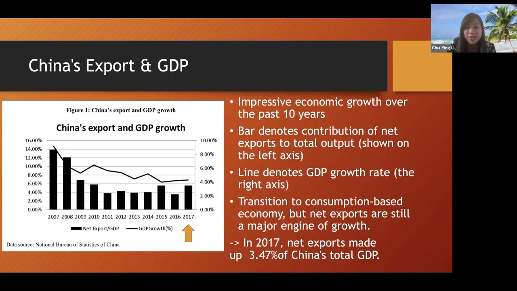In the graph, the height of the bar tells you the contribution of the net export to the total output. The line tells you the GDP growth rate. You can see in 2017, the net export made up 3.47% of China's total GDP, indicating China is having more net export and more impact in the world trade.